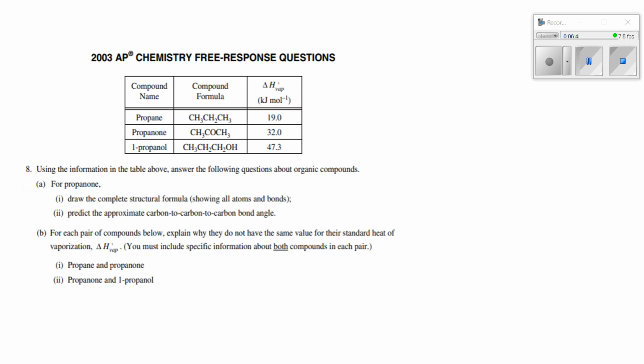Another problem that you can do if you have time is this one, the 2003 question, number 8. So you can take a moment to try that one if you haven't yet.